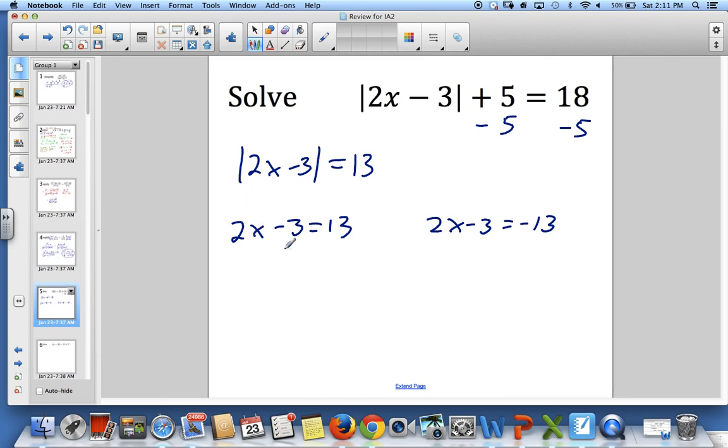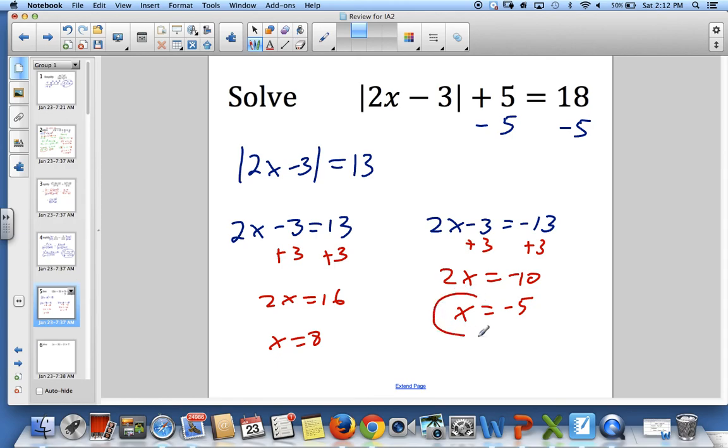And now to solve this one, I'm going to go through the steps of solving that, and that's going to be add 3. 2x equals 16, x equals 8, and over here I'm going to add 3, 2x equals negative 10, x equals negative 5. So those are two solutions, but before I go on to circle them for my final answer, I make sure they work. I'm just going to do it up here.